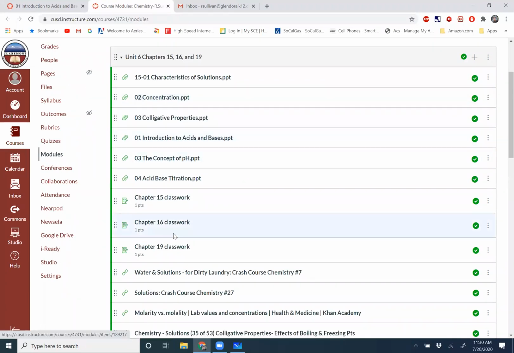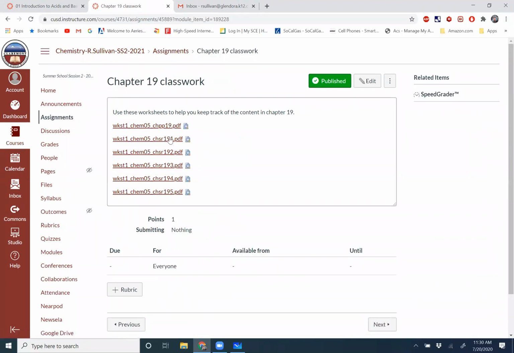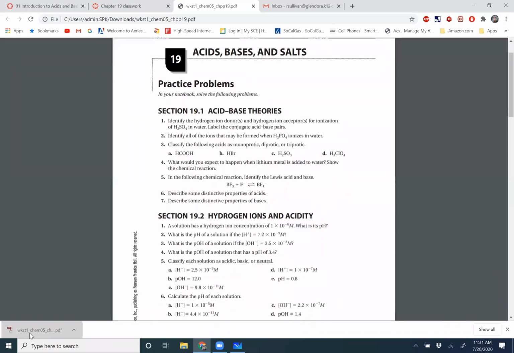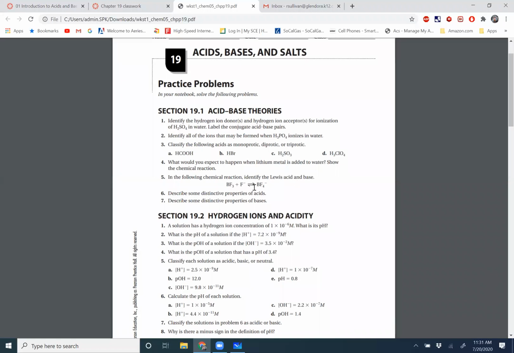If you look down here at the chapter 19 classwork, the one that doesn't have a number after it is just the practice problems for every single section. You can see here it's acid-base theories, and it describes Arrhenius and Bronsted-Lowry, but then we have the Lewis acid. Is this a Lewis acid? Is this a Lewis base? You don't have to worry about that. We're not going to do any Lewis stuff.